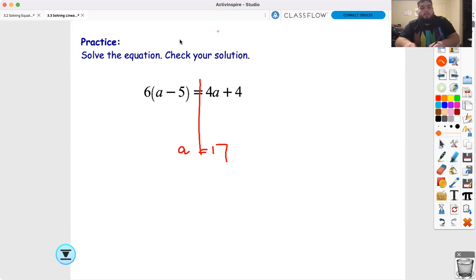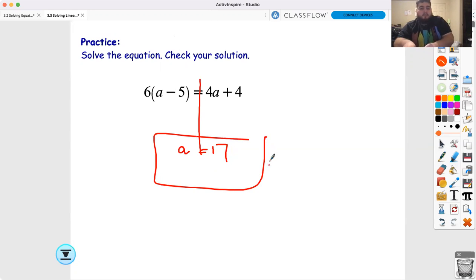Excellent. All right, good job, Justin. Good job. This is correct. A equals 17 is correct. All right, let's go ahead and move on.